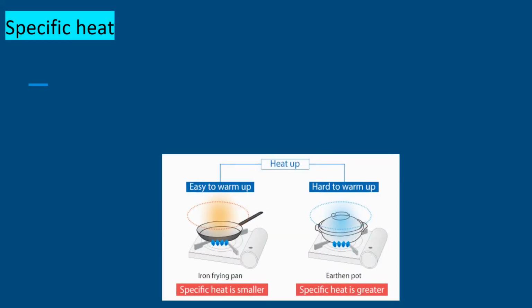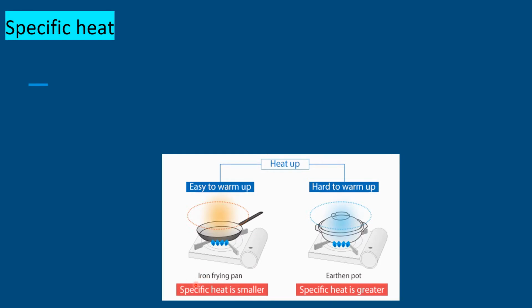Let us observe this image. We have a burner, and on the burner or on the stove we have an iron frying pan, and on the other hand you have a similar type of burner but you have an earthen pot. Now we all know that an iron pan heats up easily, that is, its temperature rises very quickly. However, it is very difficult to heat an earthen pot. This is because of the quantity which is called specific heat.